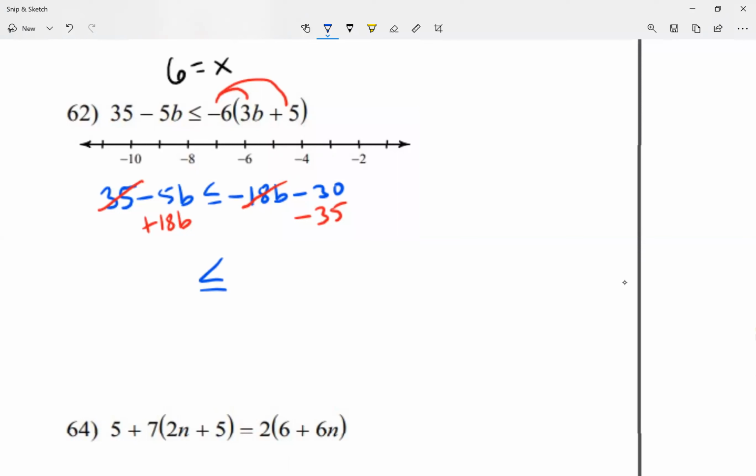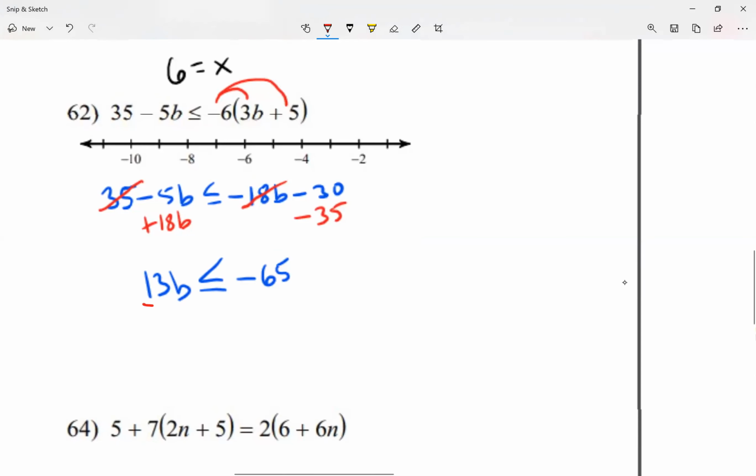On the left side, I have a negative 5 plus 18. Signs are different, so I'm going to subtract, keep the sign of the large one. So it's going to give me positive 13b. On the right side, negative 30, negative 35, they're both the same sign, so I'm just going to add, keep the sign. So I have negative 65.